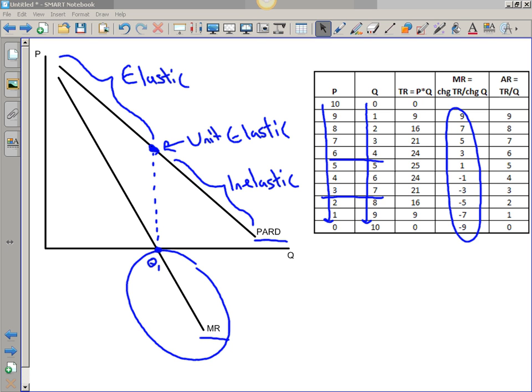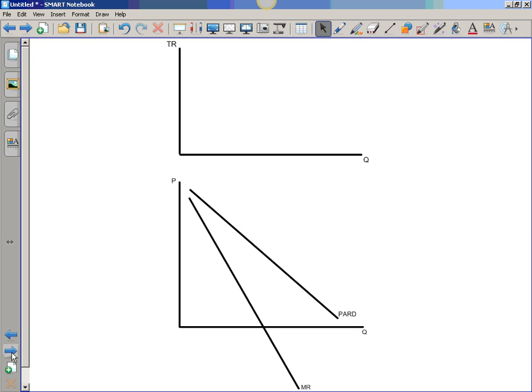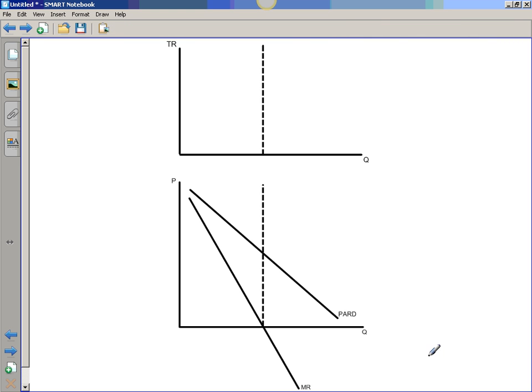Let's take another look at the total revenue along with marginal revenue to see exactly how this works. So here's our demand curve again. And I have on the bottom just the graph we looked at before. And on the top, we're looking at a graph of total revenue. So note that the axis here is a little bit different. This is our total revenue.